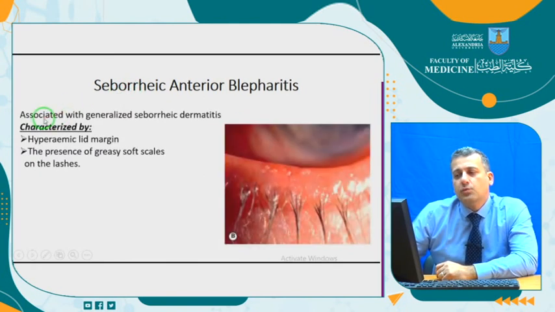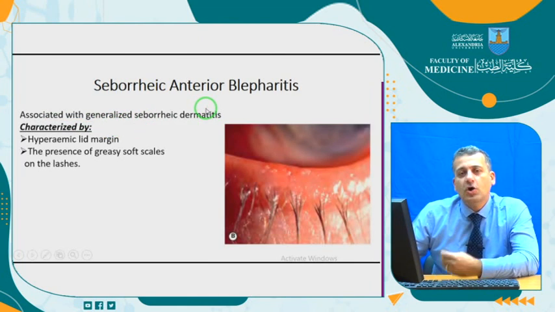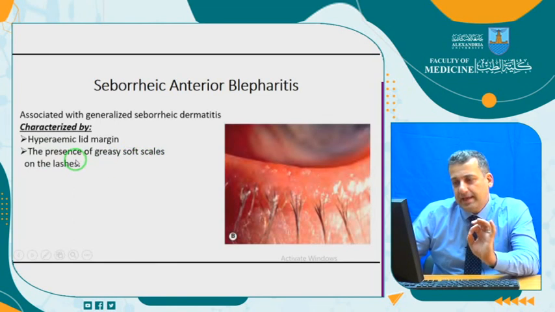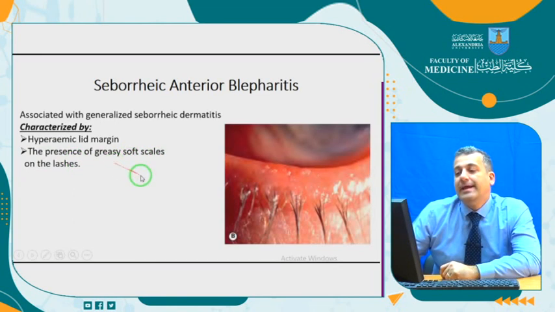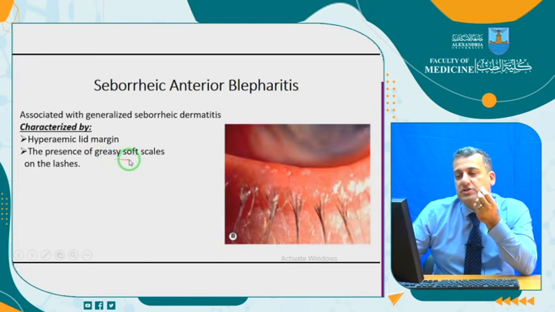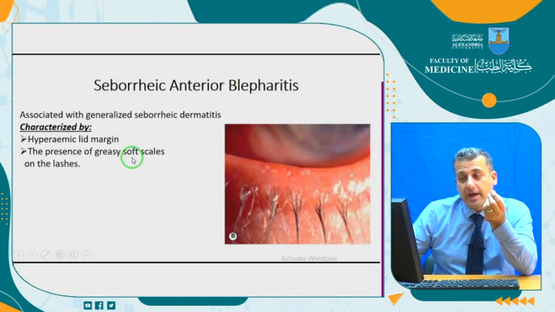It is associated with generalized seborrheic dermatitis. As you said before, seborrhea means oily nature of the skin. Okay, it is characterized by hyperemia of the lid margin. As you can see, the lid is rather red. Hyperemia means redness. Okay, the presence of greasy, soft scales on the lashes. Take care of this nomenclature. Greasy, this is oily scales, okay? Soft, they are not dry. Greasy, soft scales of the lashes.